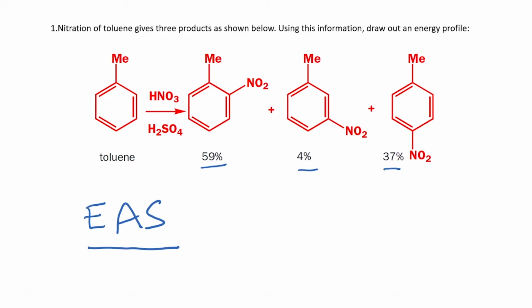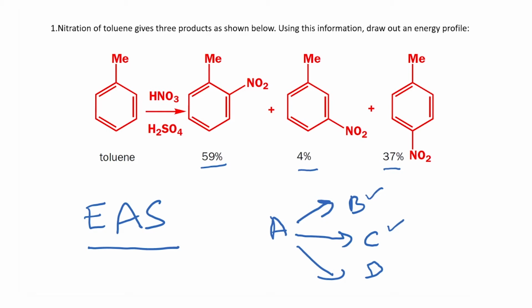Okay, so when you have a situation where you get A goes to maybe B, C, and D, right? Now the ratios of these products of B, C, and D will depend on the rate of formation of B, rate of formation of C, and rate of formation of D. Okay, so if, for example, B is formed faster than C, then the yield of B would be significantly higher compared to C. And similarly, if both B and C are faster than D, then D would be called the minor product.